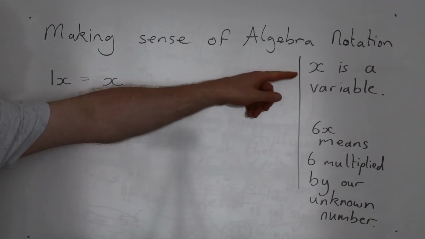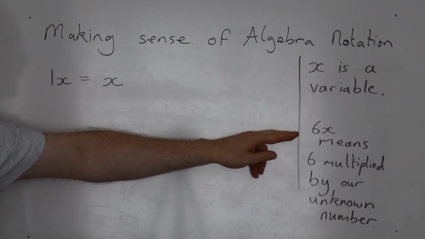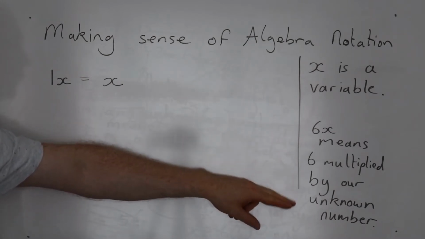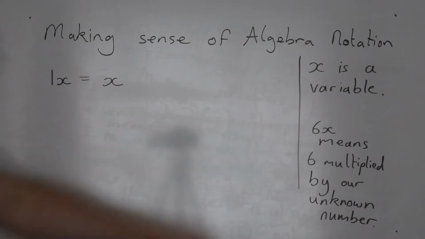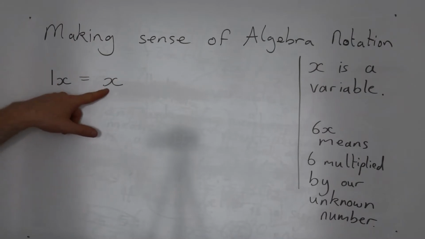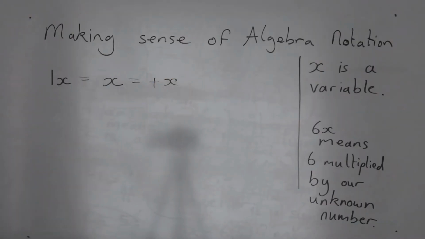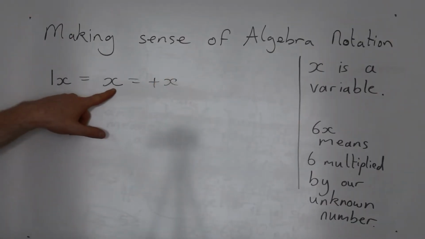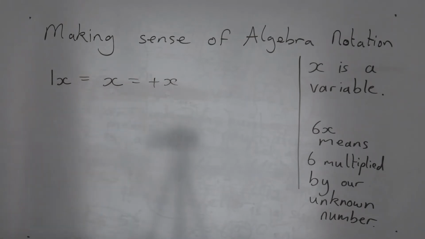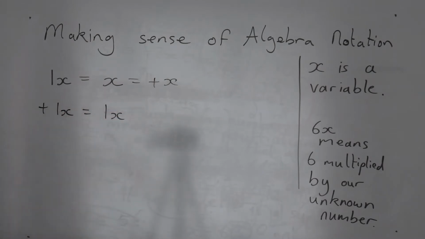So in the last couple of minutes we've seen x as a variable or an unknown number. We've also seen that 6x means 6 multiplied by our unknown number, 6 by x. Another thing that we need to know is that 1x is the same as x. One x equals x, and that's equal to a plus x. These mean the same thing. There's always an invisible plus. If we can't see a sign, there's an invisible plus.